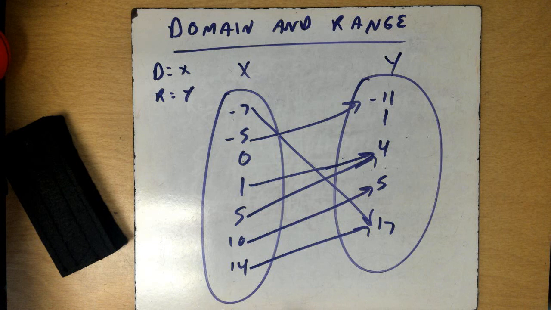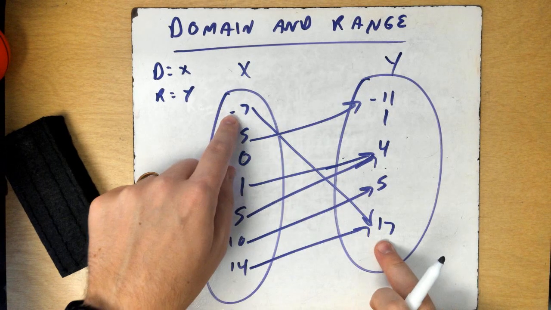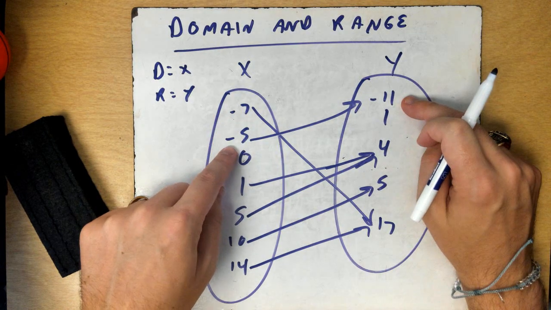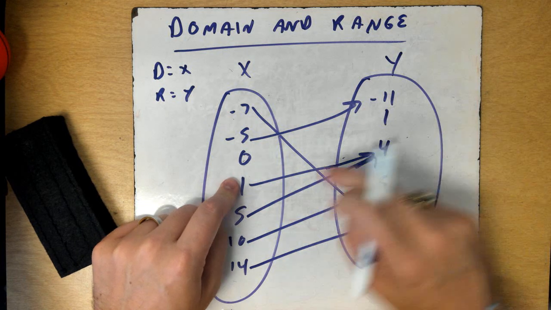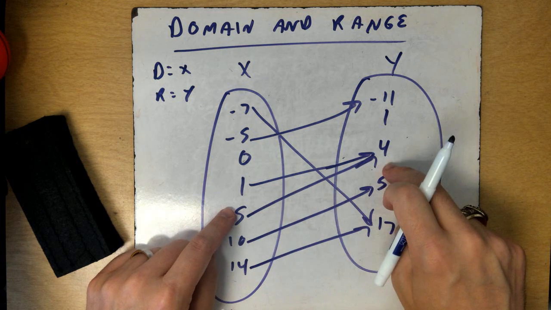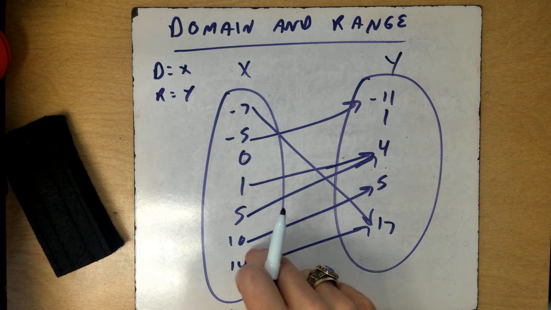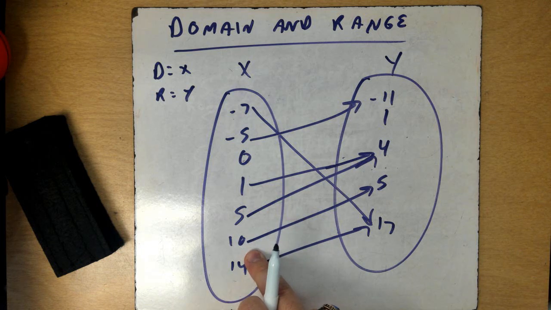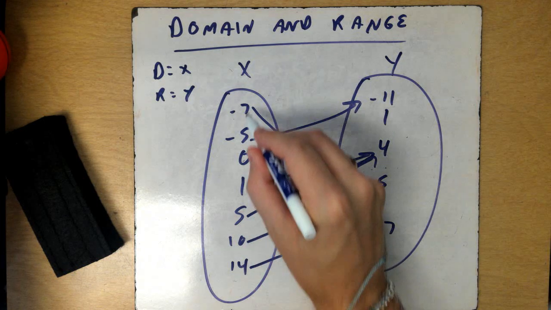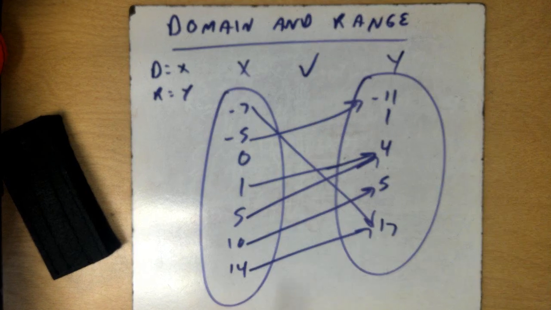If you look here, this is my x, this is my y. All the x's match up with the y's over here. My -7 follows the line down to my 17. My -5 goes to my -11. My 0 hangs out by itself. My 1 goes to 4. My 5 goes to 4. 10 to 5, 14 to 17. If you see something like this, you want to see if any of these points have two lines coming from them. If they have two lines coming from them, it's not a function. But here, every point has only one line coming from it, so yes, function.